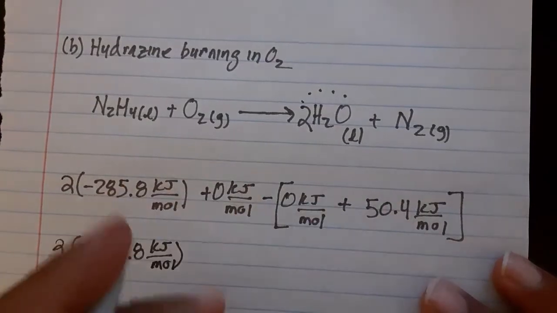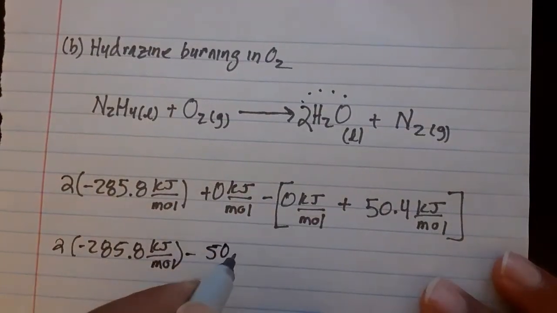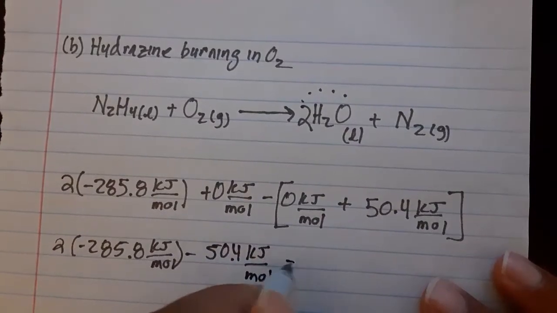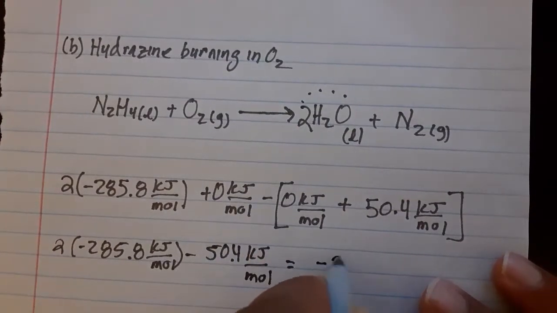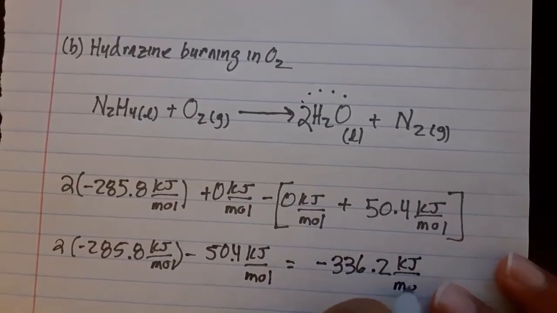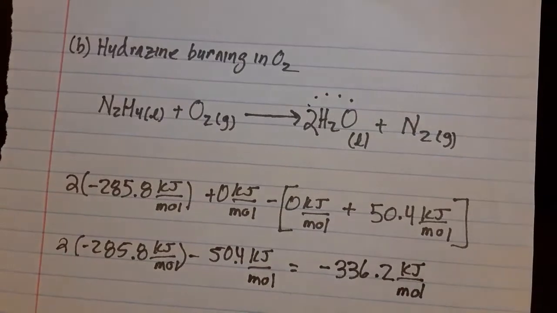Okay, we're going to distribute that minus. So minus 50.4 kilojoules per mole. And doing that on my calculator, I'm getting an answer of minus 336.2 kilojoules per mole. Right, so that's hydrazine burning in oxygen.